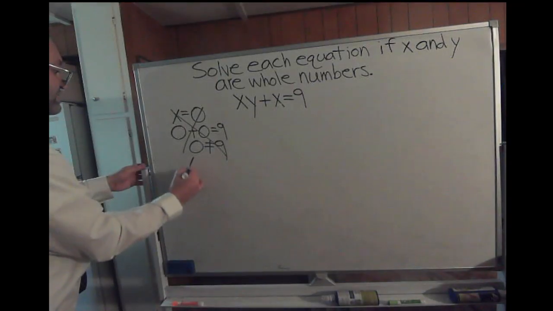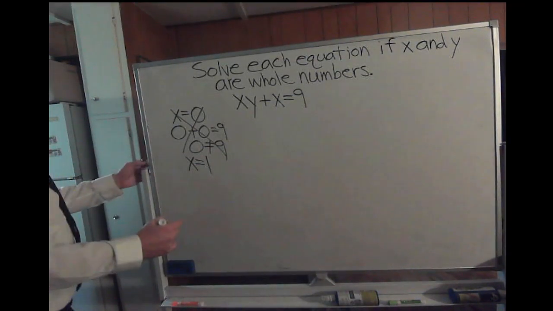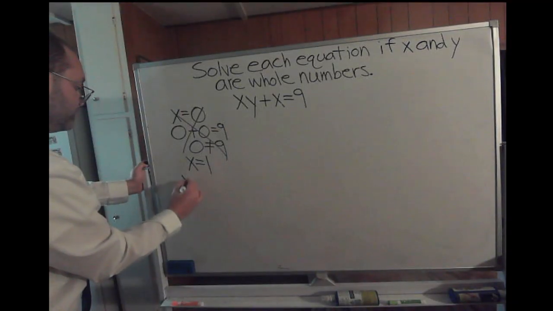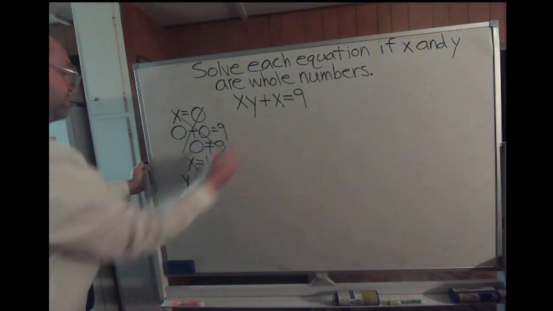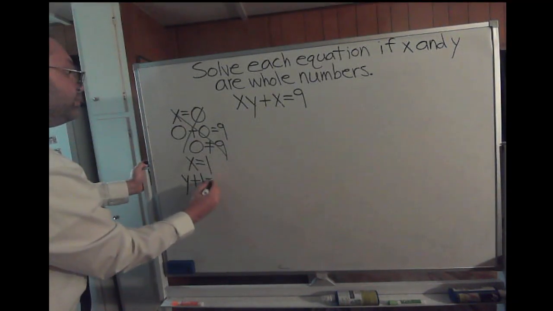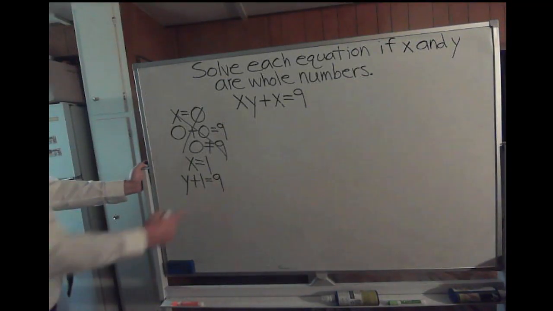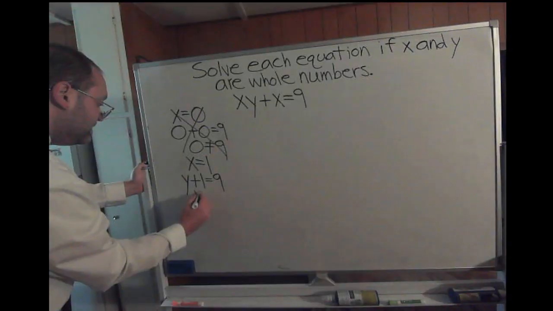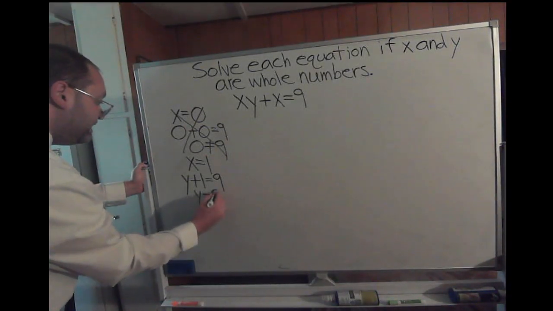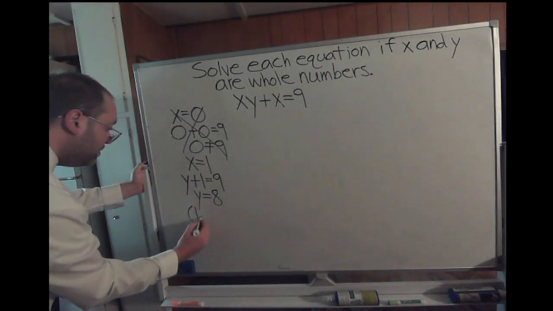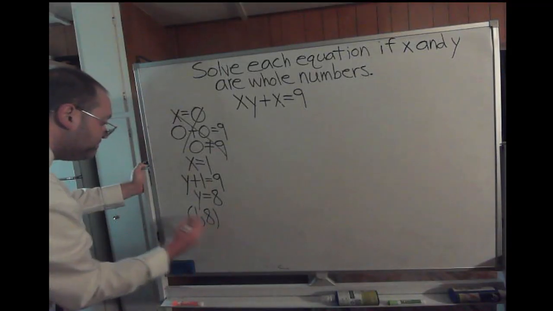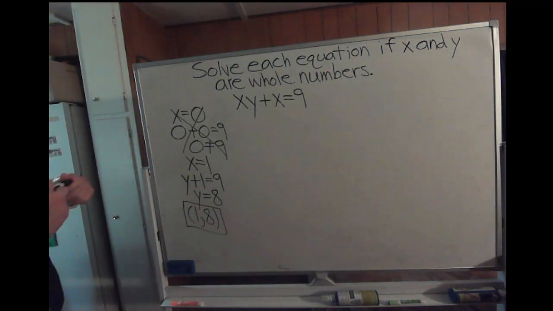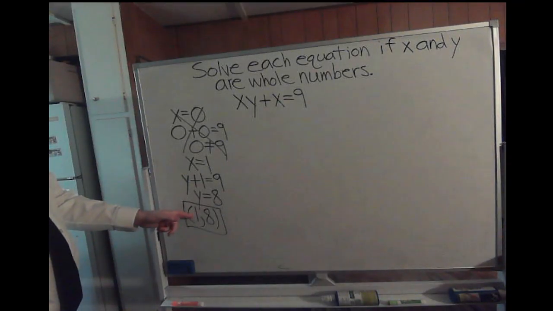But how about if x equals 1? Well, for the first part, you would put in your 1 for x. You get 1 times y, which would just give you y, plus your x value of 1 equal to 9. Well, y plus 1 equals 9. We just want to solve for y. So subtract 1 from both sides. You get y equals 8. So when x equals 1, y equals 8. That's a viable solution because 1 and 8 are both whole numbers. So far we have 1, 8.